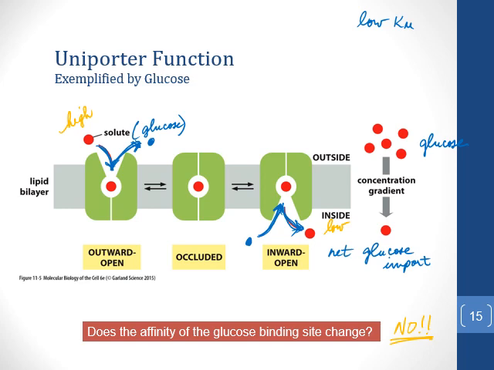Now here's the interesting thing though. If that's the way a uniporter works, what does it mean if the concentration inside the cell exceeds the concentration outside the cell? In other words, let's say that this uniporter is working and we build up a high concentration of glucose inside the cell. In fact, let's say our intracellular glucose concentration now is higher than our extracellular glucose concentration. Well, if everything we said is true, what does that mean?